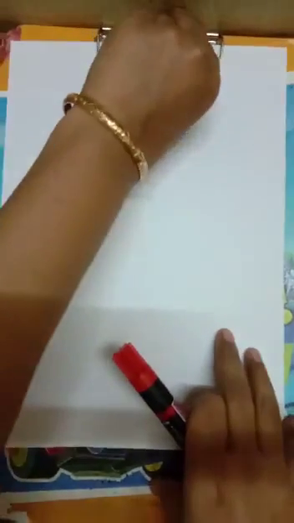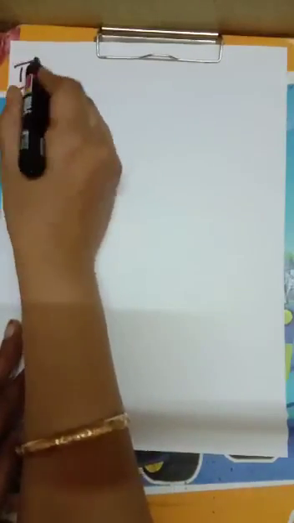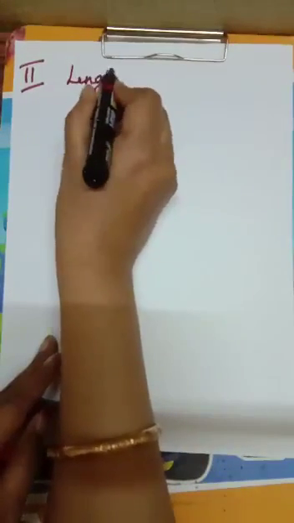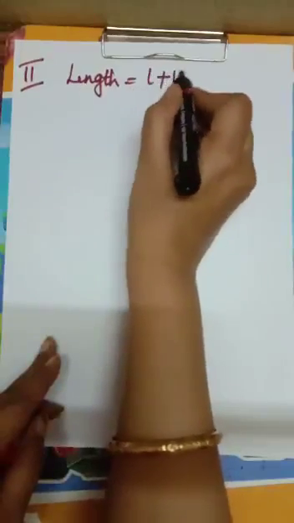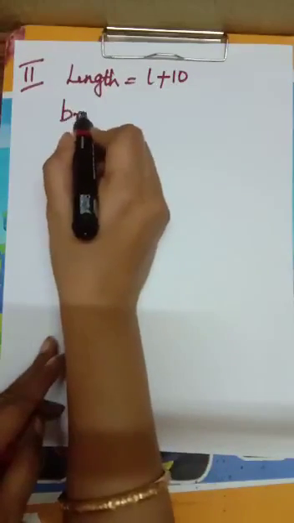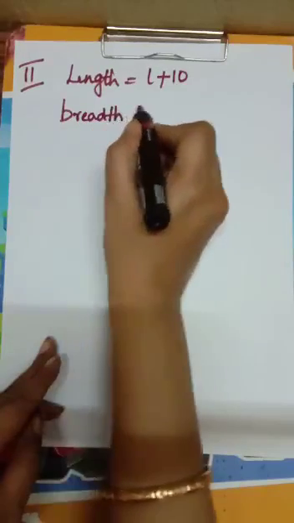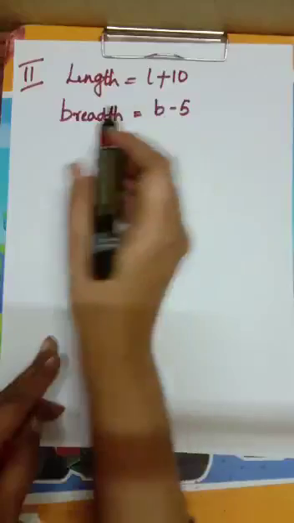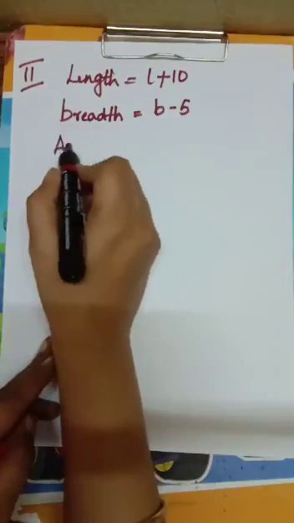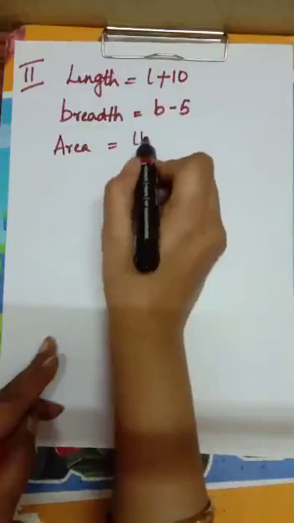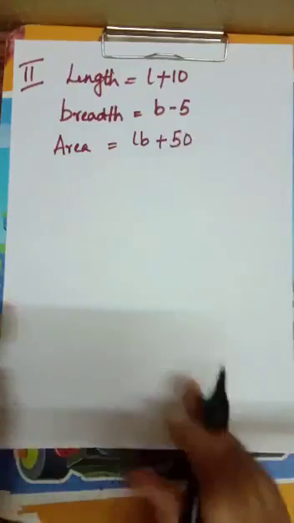Similarly, we are going to frame equation 2. Let's continue to frame equation 2. If we increase the length by 10 units and decrease the breadth by 5 units, the area will increase by 50 square units. This is for the second equation, the second case.